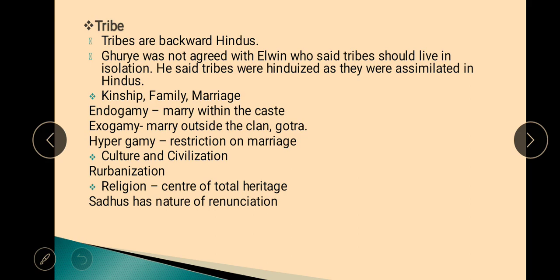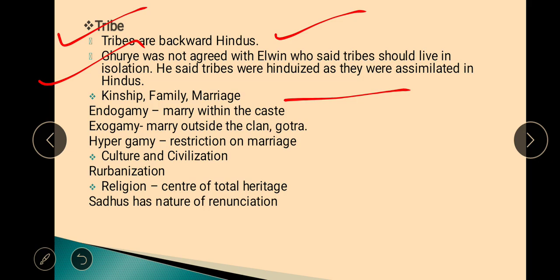So he also talked on tribe. Let's understand what he said about tribe. This is also one of the favorite questions of the NTA NET examination, that is, who are the backward Hindus? The answer would be tribes. According to Ghurye, he did not agree with Elwin, who said tribes should live in isolation. According to him, tribes were Hinduized and they were assimilated into the Hindus, right?